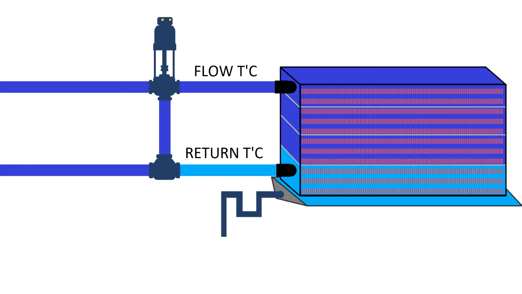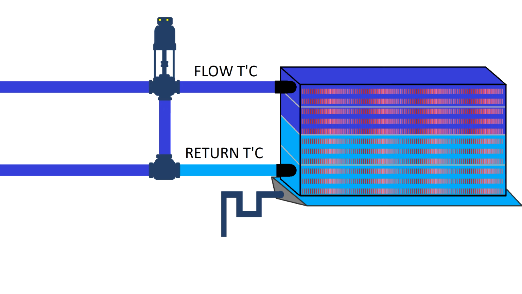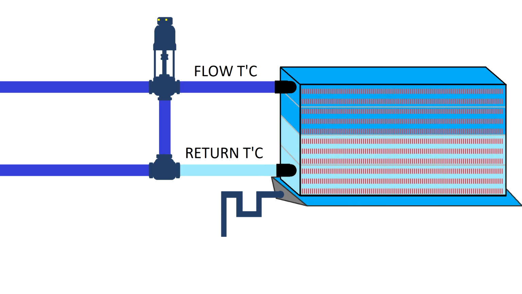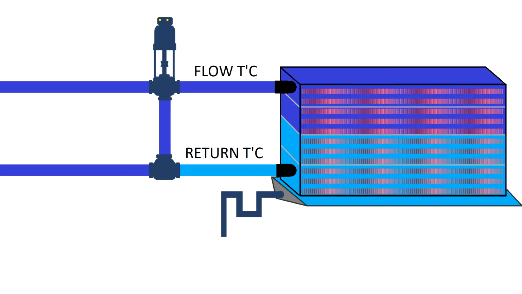So see, normally the cooling heat exchanger has two functions. One is for dehumidification, the other is for cooling.